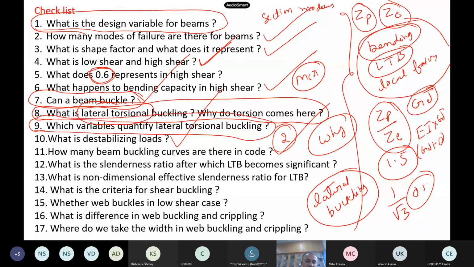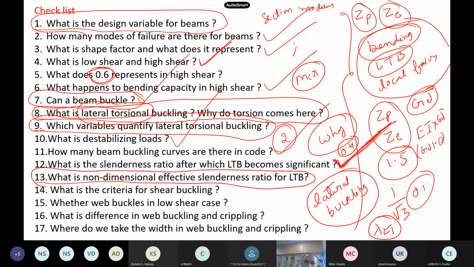Now what is the slenderness ratio after which LTB becomes significant? Where is that junction, short beam or long beam, slender beam or whatever? The non-dimensional slenderness ratio: 0.4. Just now we solved it, 0.4. And what is the meaning of a non-dimensional slenderness ratio? How do we calculate lambda LT? It is square root of, you remember that formula, MP by MCR. You followed, right? This expression is the non-dimensional effective slenderness ratio.